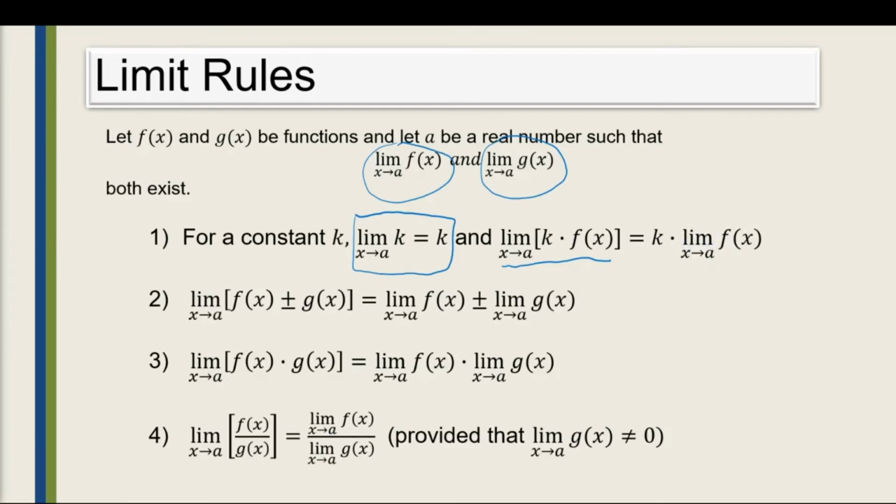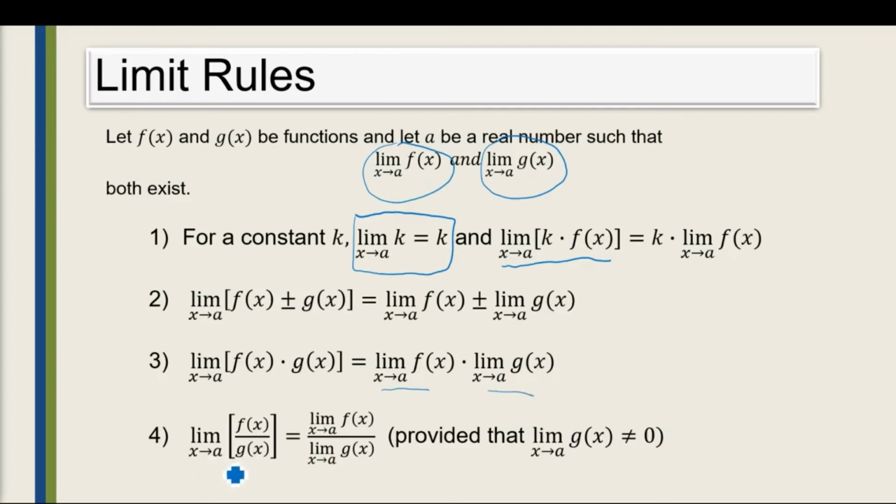The second property says if I want the limit as x approaches a of two functions that are being added or subtracted, that's really the same thing as taking the limit as x approaches a of f of x and then adding or subtracting the limit as x approaches a of g of x. The same kind of thing works with multiplication. The limit as x approaches a of these two functions being multiplied together is the same thing as taking the limits separately and then multiplying.